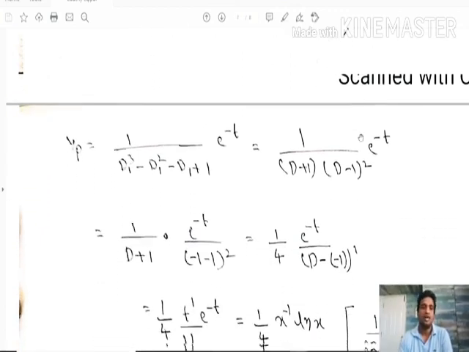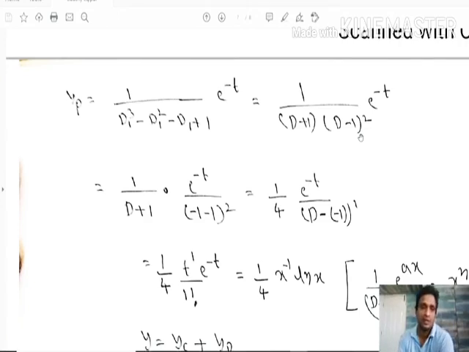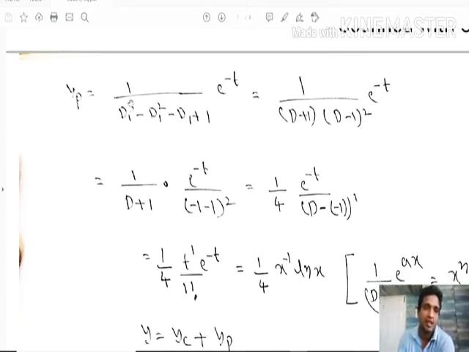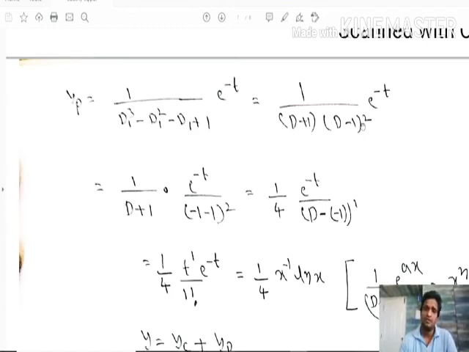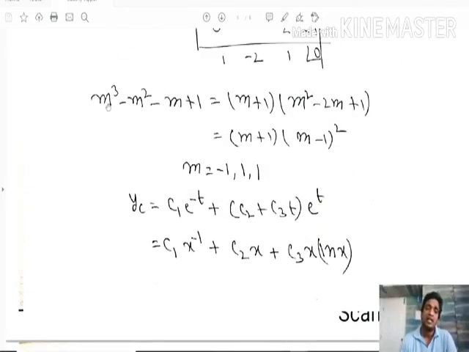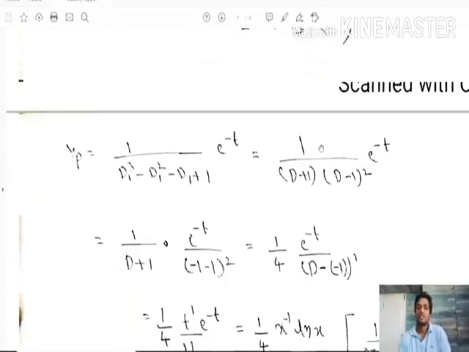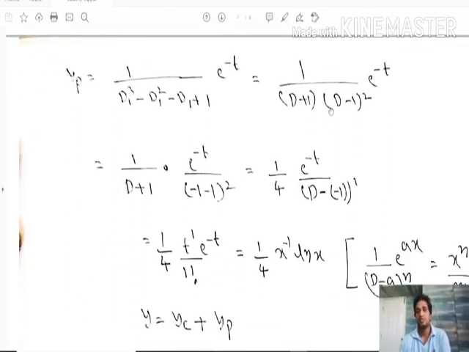Let's find out the particular integral for this one. So yp will be 1 by D1 cube minus D1 square minus D1 plus 1 into e power minus t. For easy simplification, I have written this as D plus 1 into D minus 1 whole square. No need to do it again, already in the auxiliary equation we got this value as m plus 1 into m minus 1 whole square. So the same value we are using here, D plus 1 into D minus 1 whole square. So it is in the form of e power at.